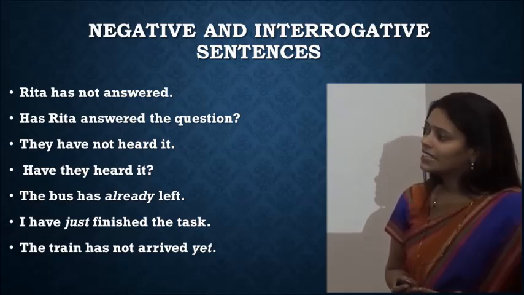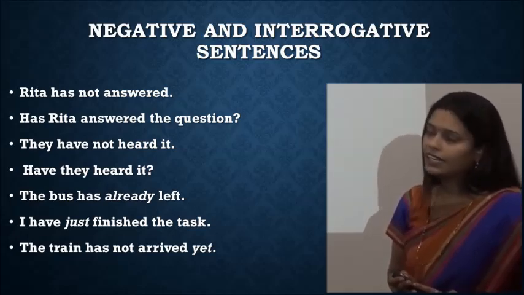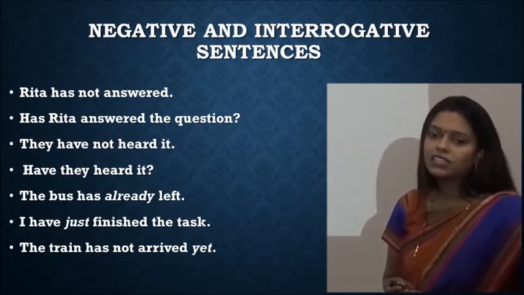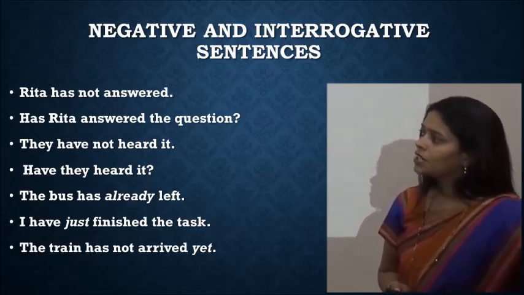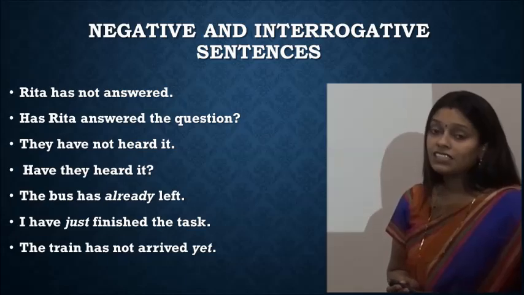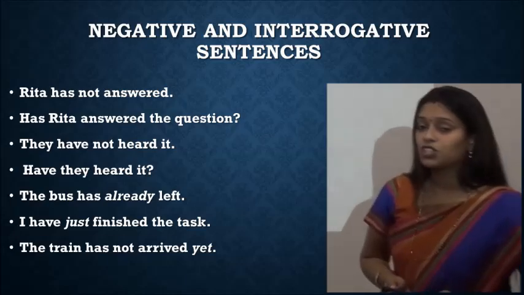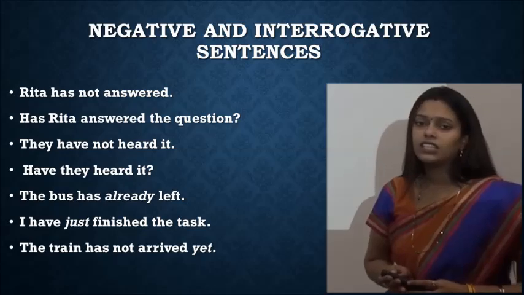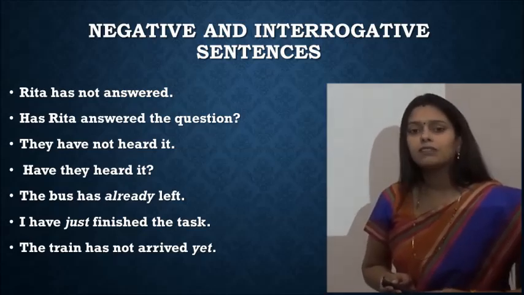Now let's take the second example. They have not heard it. Then, have they heard it? So these are two examples through which the condition becomes more clear. The bus has already left. These are a few more examples which tell you that already, just, yet, all these words can be used in present perfect tense.